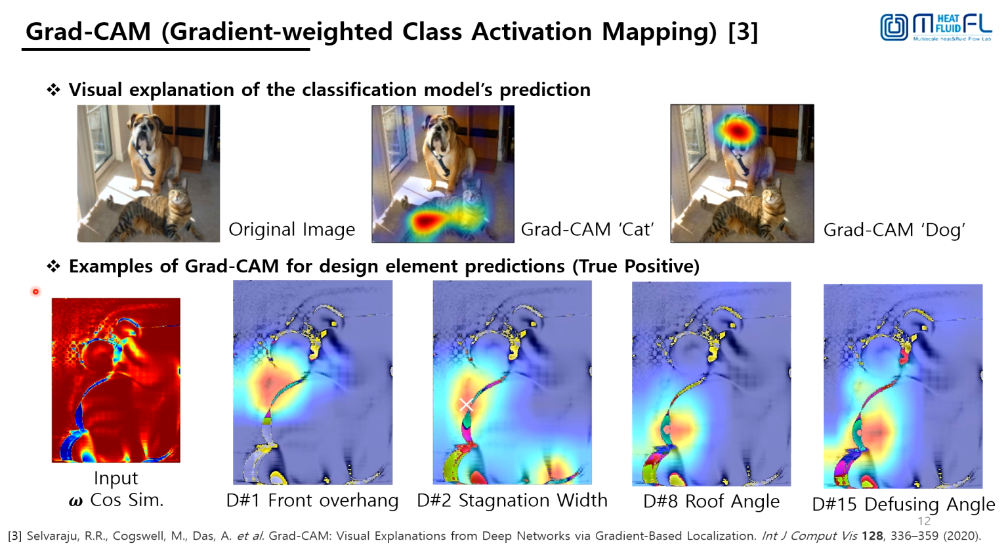Below, you can see a few graphical results applied to our model, focused on predicting changes in design elements. These results pertain to the model trained using cosine similarity of vorticity, which demonstrated the highest accuracy, particularly for design elements predicted as true positives. So we can visualize where the model focuses for decisions.